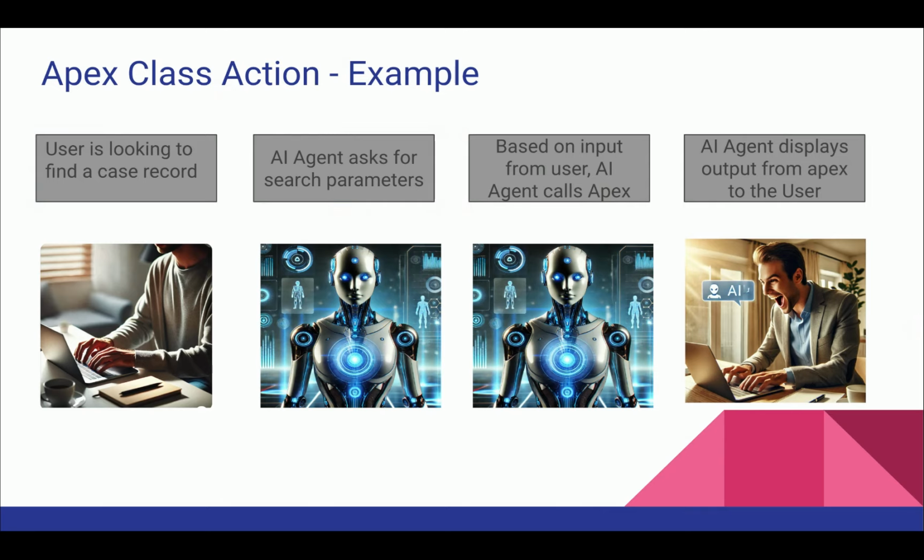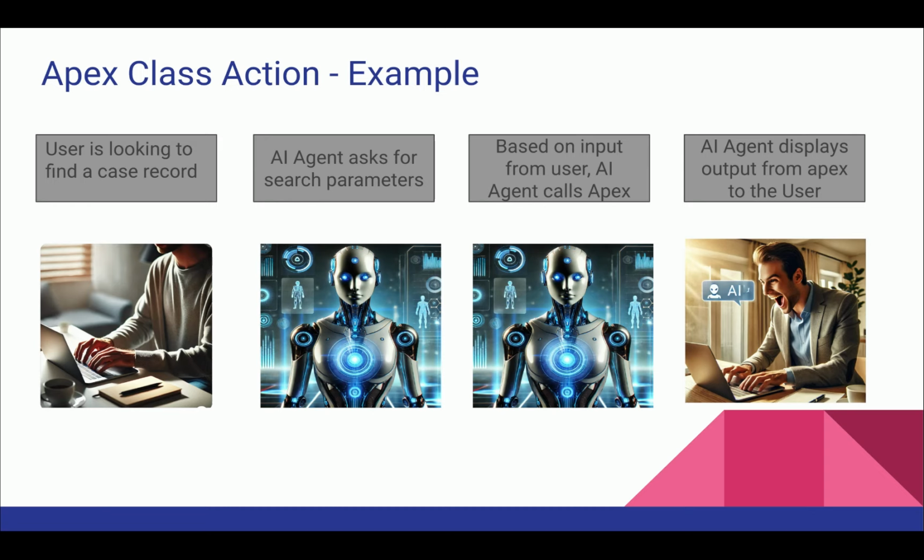Now, as an AI agent, the first job would be to figure out which specific record to find. So we would need some parameters like the search parameter, so maybe the subject, the description, or any other field. So the AI agent in the second step would ask the user for a search value. And then based on the input from the user, the AI agent would call a custom action, which will be Apex in this scenario.